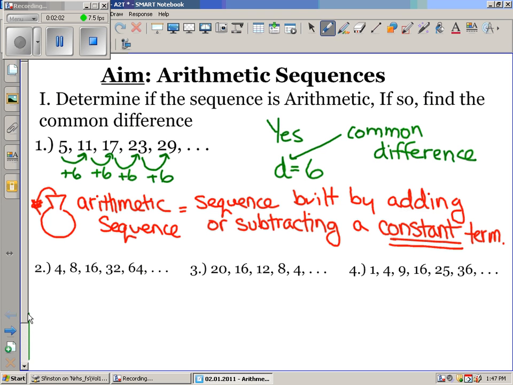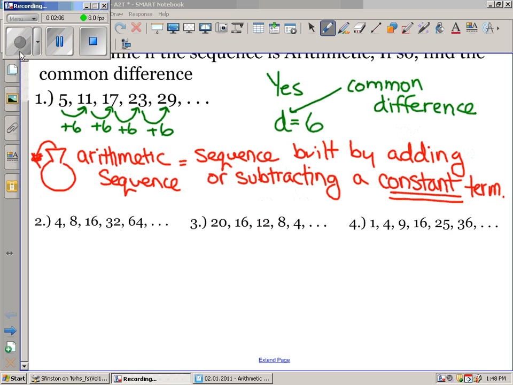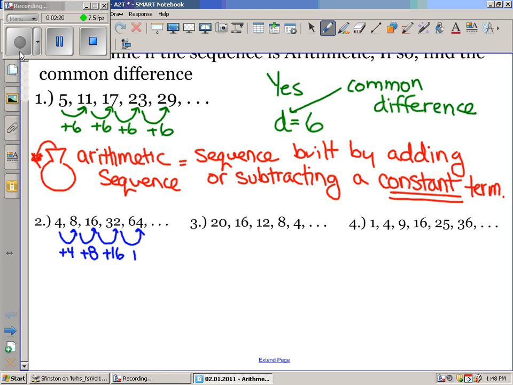Let's try and do the other ones. Let me break out my blue marker. Let's take a look. I'm going to try and find the difference between all these guys. And what is this? Plus 4, plus 8, plus 16, plus 32. Any way that you want to do it, there's no constant difference between them. It's growing, and this is not an arithmetic sequence.